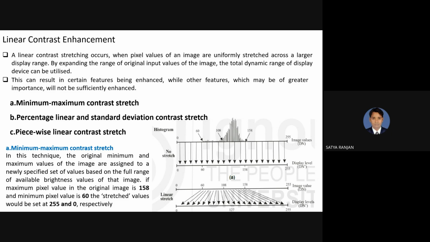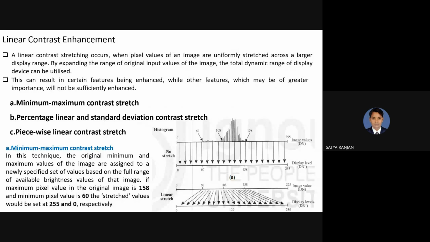So for easy visibility of the satellite image, sometimes we expand the values and stretch the values, and this is done in linear ways, that is left way and right way. So it is stretched, so it is called linear contrast enhancement. There are three types of linear contrast enhancement. A lot of techniques are there, but mostly in remote sensing we use these three types: minimum maximum contrast stretch, percentage linear, and piecewise linear contrast.